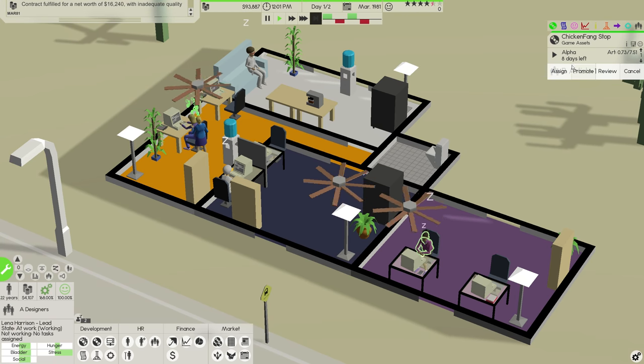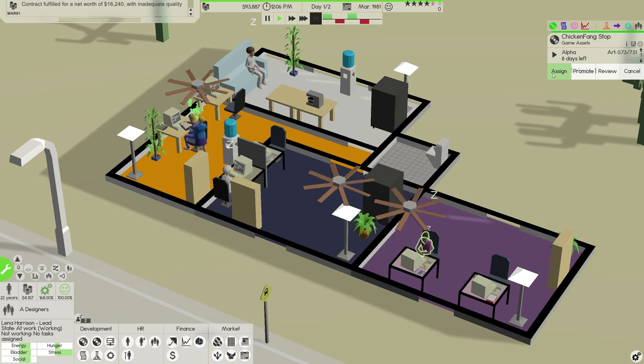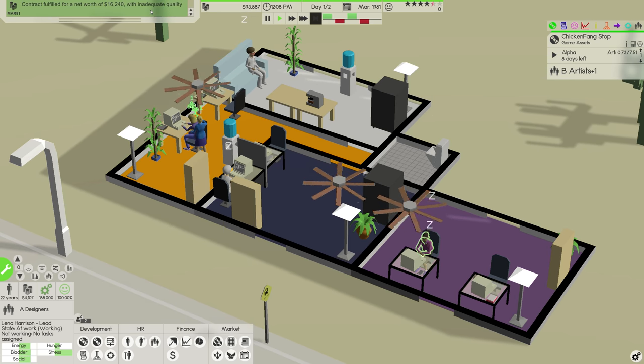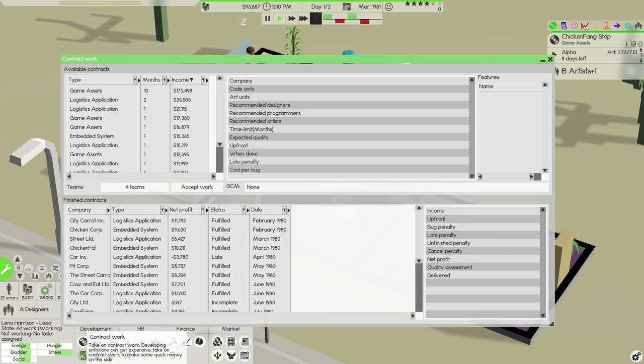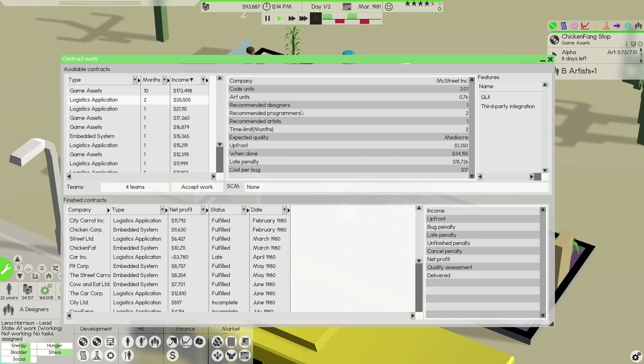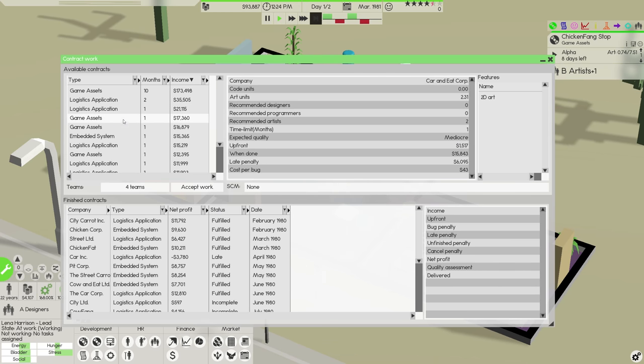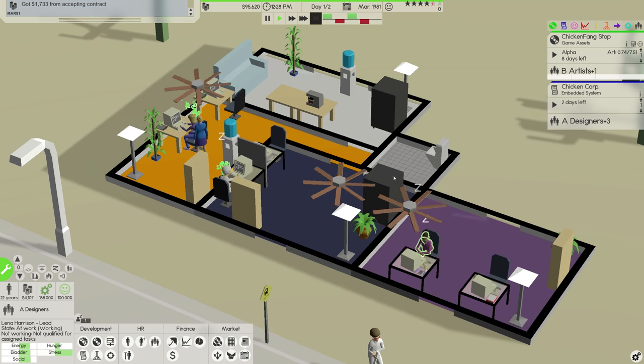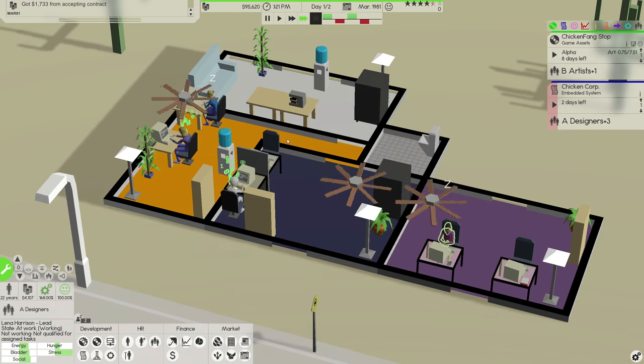And yeah, over here, we have 8 days left on our assets. That's not too bad. Could be better. Anyway, with inadequate quality. You know what? Who cares? I'm going to get a new contract. Logistics application. One artist, two programmers and one designer. I like that. Actually, right now, I don't want to ask the artists of anything. I just want to do work with the designers and programmers for that matter.